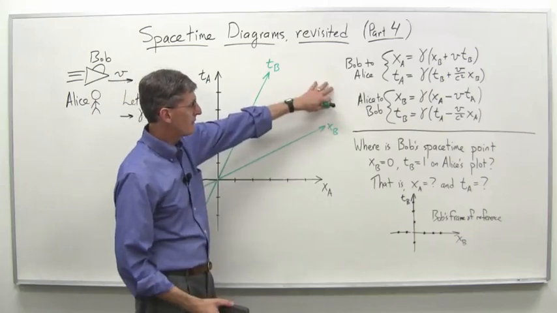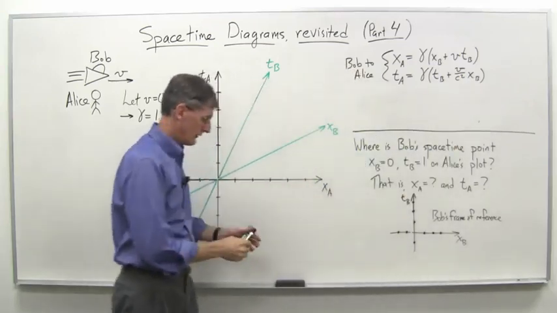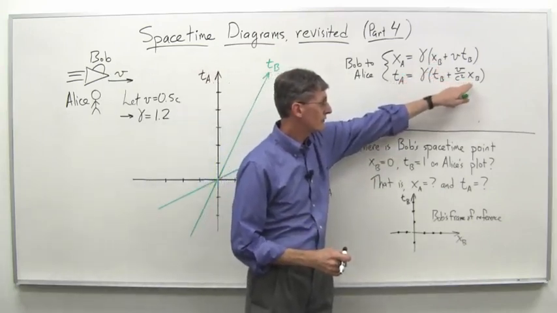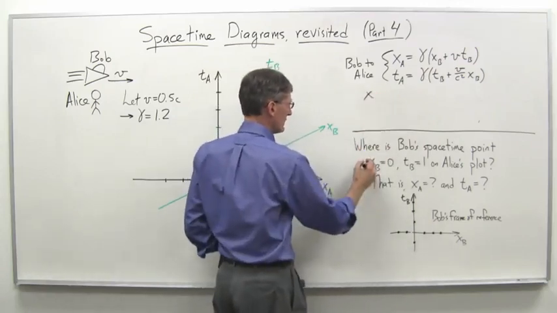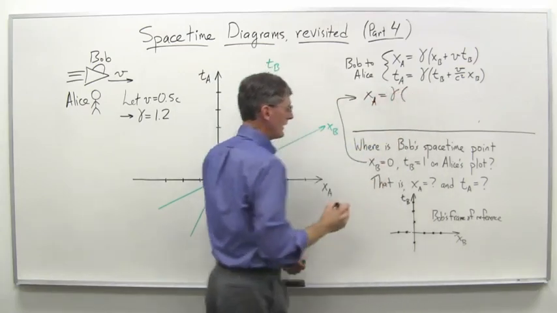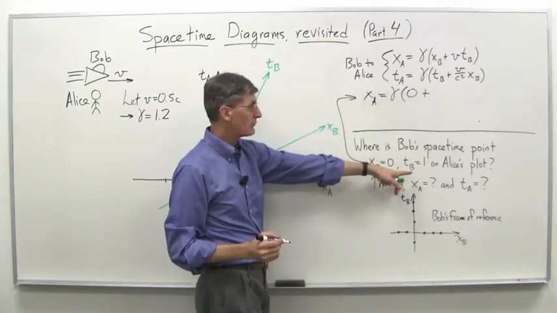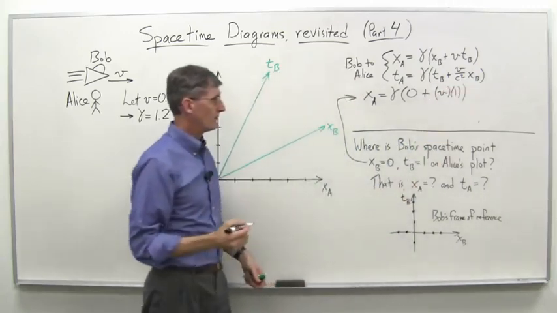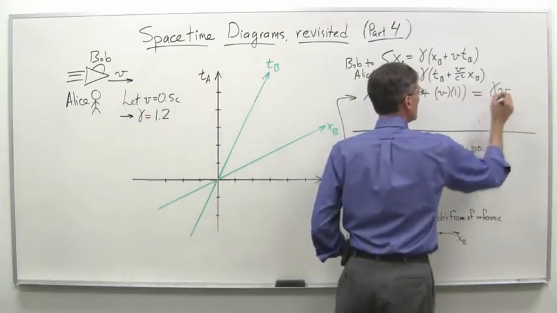If we look at our equations up here, it's actually the top pair that work well this time. So we'll erase that and say, okay, note I've got x_B equals 0, so I can put 0 in for the x_B's here, and t_B equals 1. If I do that, I get x_A equals gamma times, now x_B is simply 0, plus v times t_B, which is 1. So I just get v times 1, and obviously 0 plus v is just v, so this becomes gamma v.